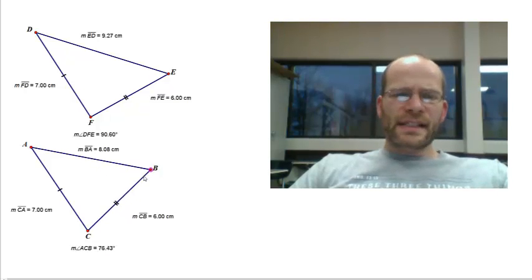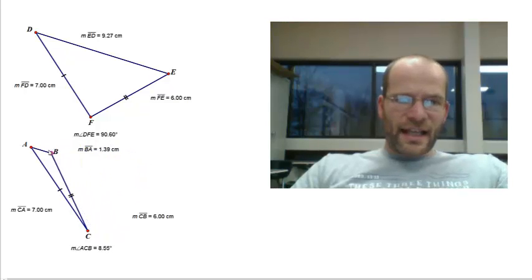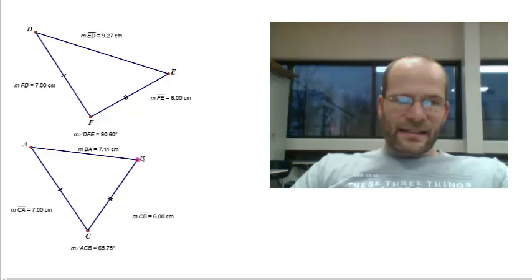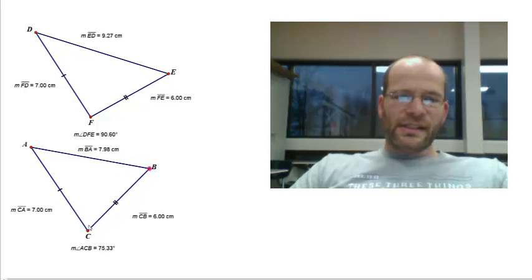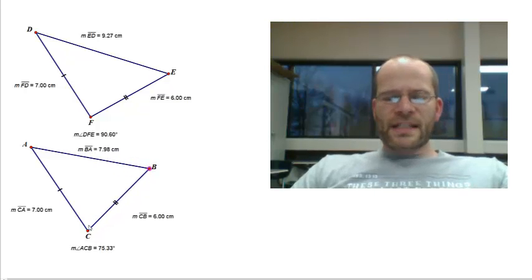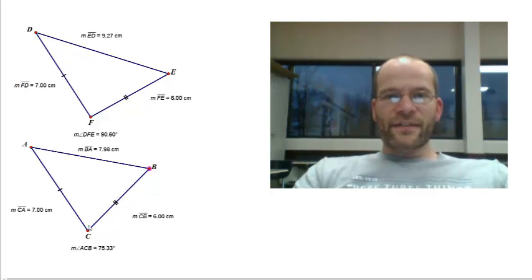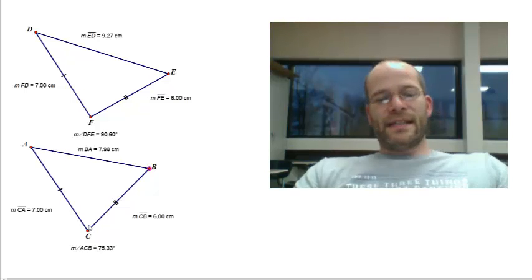And again, you can see that if I change the length of this side, AB, you'll notice that this angle will get smaller and smaller. As I increase the length of that side, you'll notice that my angle gets larger and larger. It's very closely related to the last theorem. One deals with the question of angle first, and then we reason to side. The other one deals with side first, and then we reason to angle.